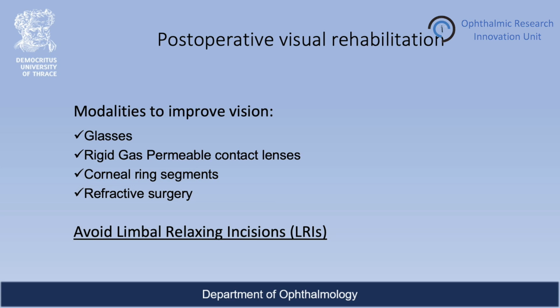As regards postoperative visual rehabilitation, some modalities that can be used for vision improvement are glasses, rigid gas-permeable contact lenses, corneal ring segments, and refractive surgery. Of course, limbal relaxing incisions should be avoided.